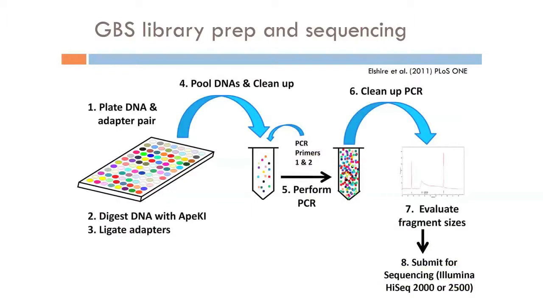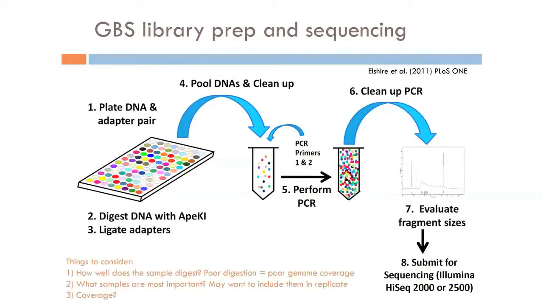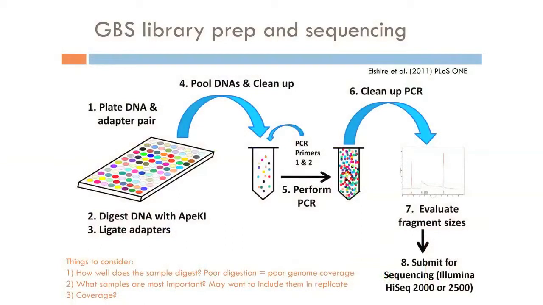A few things to consider with the library prep. You need thorough digestion of your DNA, because if you're only partially digesting your genome, you will only get partial representation across your genome. You also, if you have parents or very important samples in your population, because the coverage across genotypes after pooling isn't necessarily perfect as much as we'd like it to be, you might want to include these very important samples in replicate or in triplicate.